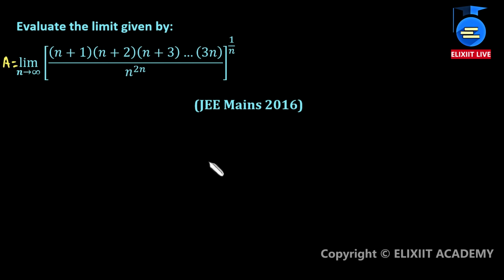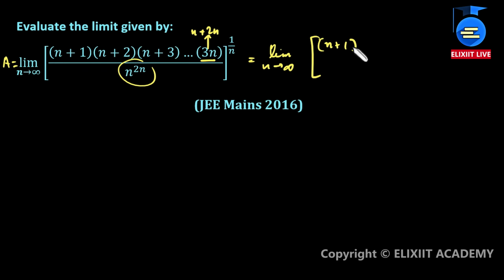Over here, one thing you can understand. Here we have n plus 1, n plus 2, n plus 3, and in the denominator we have n to the power 2n. In fact, you can simplify this. We have limit n tends to infinity. You can distribute this n to the power 2n. N to the power 2n means n into n into n up to 2n times, right? Because over here we have 3n, and this 3n is nothing but n plus 2n. So this is actually n plus 1, n plus 2 and so on up to n plus 2n.